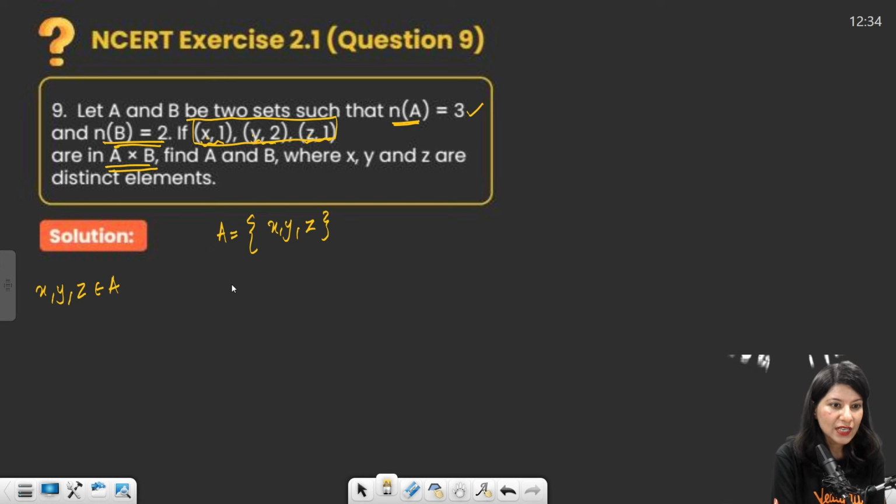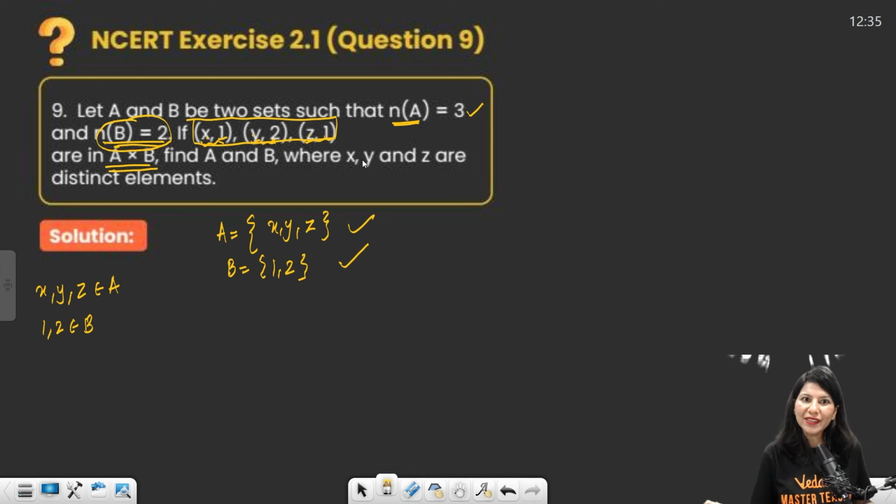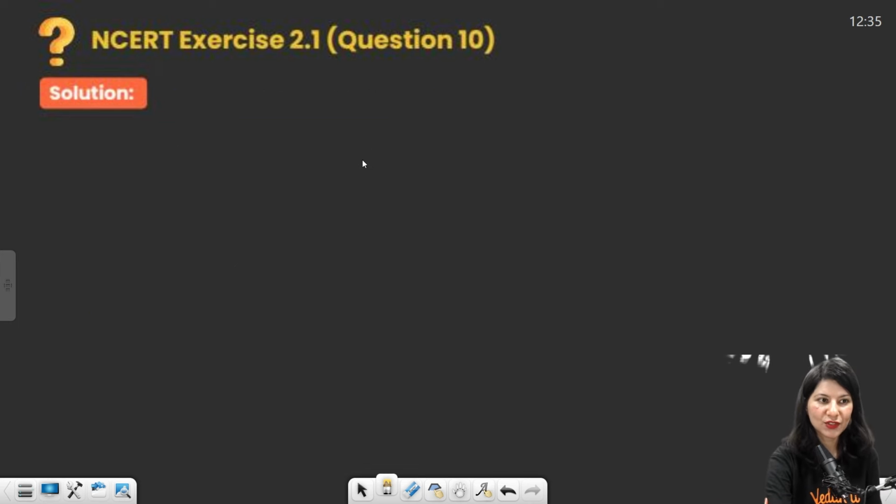Now B. Similarly, the second ones, that is 1, 2 and 1. So 1, 2 will belong to set B. So set B is having 1, 2, right? And set B is having 2 elements only. So we have decoded all. Find A and B. So A and B already done. Where x, y and z are distinct elements. So already done. Oh, easy peasy lemon squeezy question.